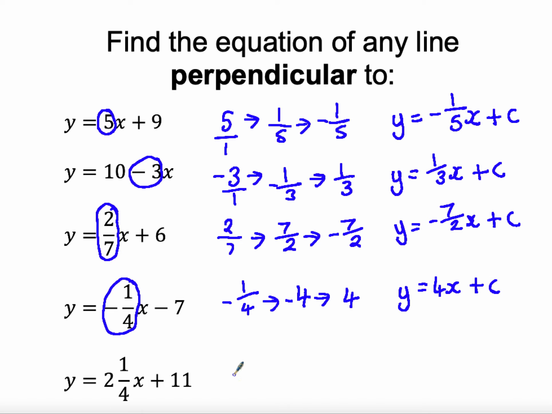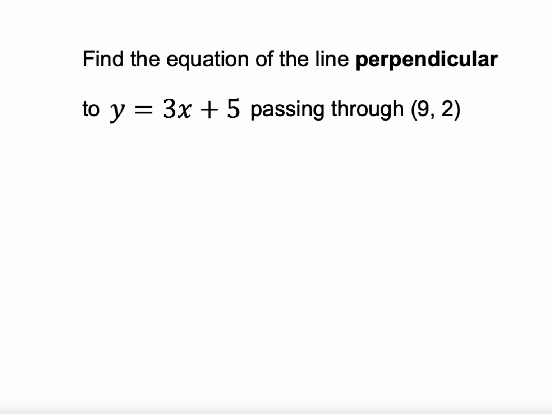Bottom one, I've got a bit of extra work to do because it's currently a mixed number, so I'll turn it into 9 over 4. And then we'll find the reciprocal. And then we'll take the negative version. So we've got y equals negative 4 over 9 x plus c. Done.